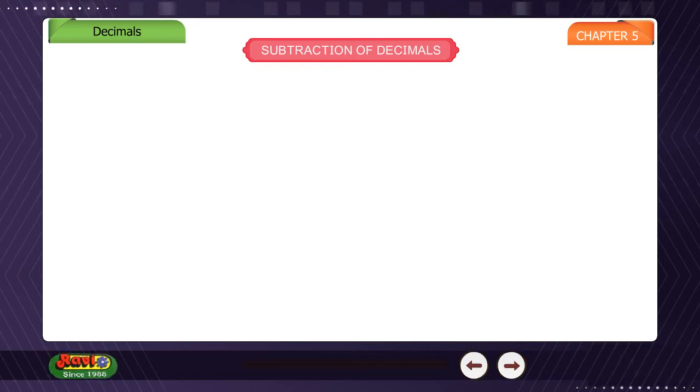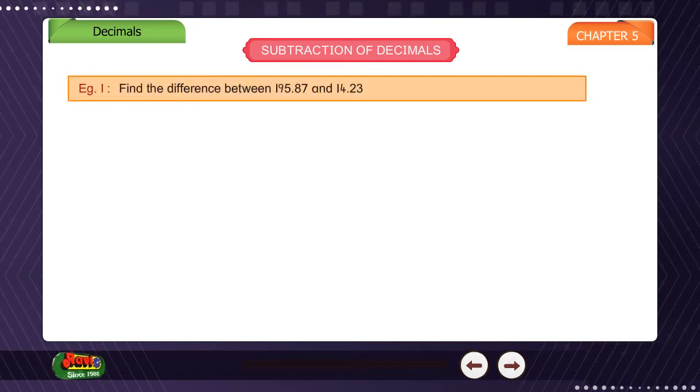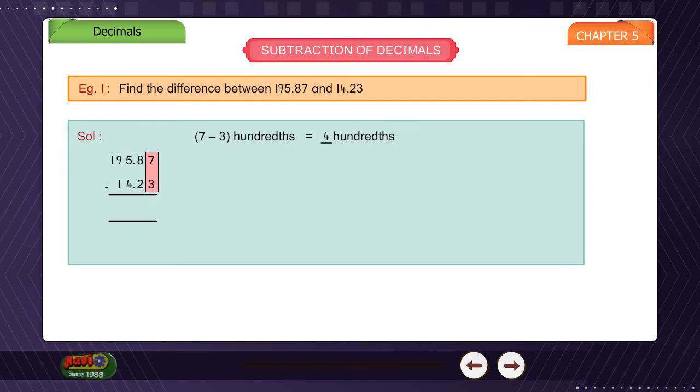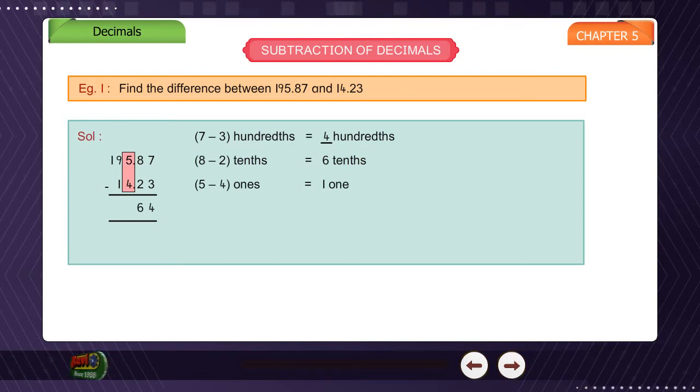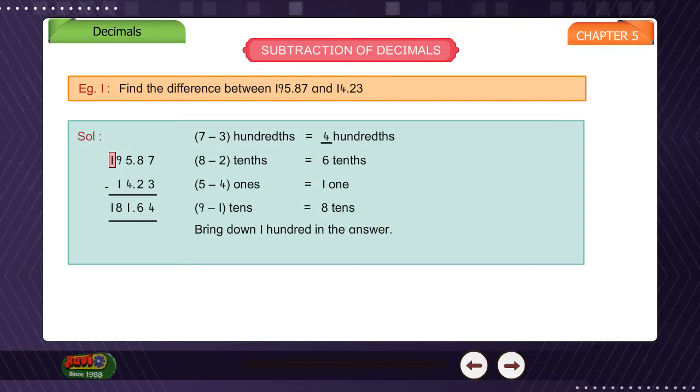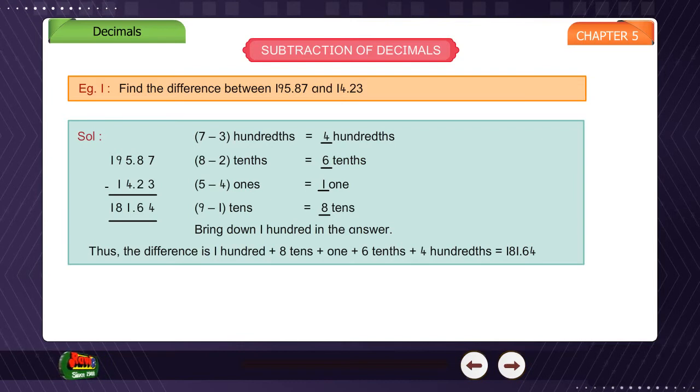Subtraction of decimals. Example 1. Find the difference between 195.87 and 14.23. Solution. 7 minus 3 hundredths is equal to 4 hundredths. 8 minus 2 tenths is equal to 6 tenths. 5 minus 4 ones is equal to 1 one. 9 minus 1 ten is equal to 8 tens. Bring down 1 hundred in the answer. Thus, the difference is 100 plus 8 tens plus 1 one plus 6 tenths plus 4 hundredths, which is 181.64.